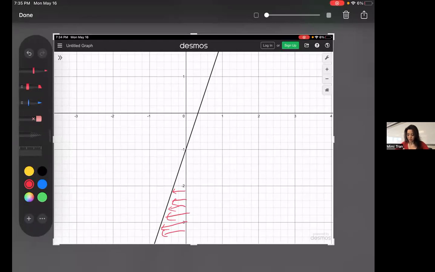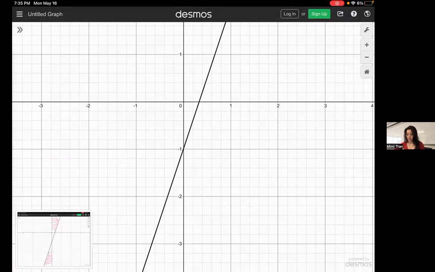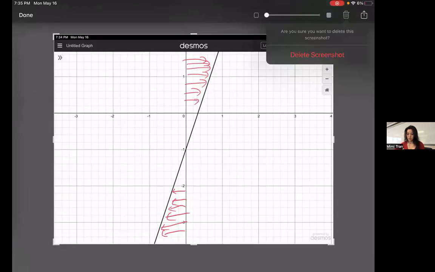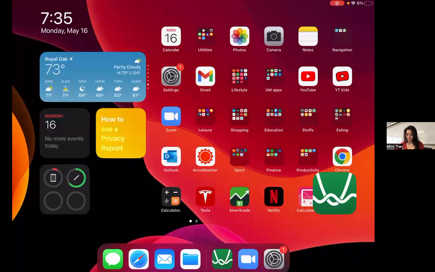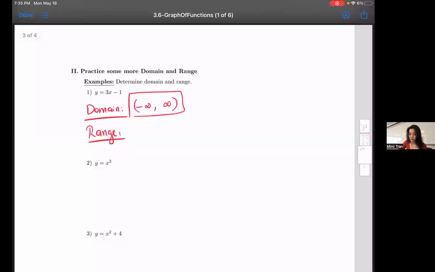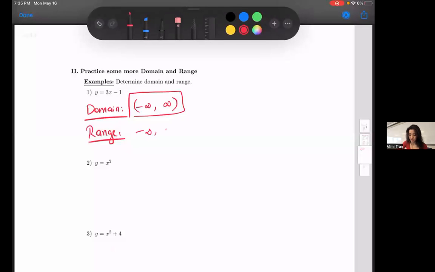I wish I could have a better color for that line. So that means the range, it looks like it goes from negative infinity to what? Same thing, right? If I go upward to infinity, I can always find a value that satisfies the function as well, right? So for the range, it's also from negative infinity to positive infinity. So same thing for the range, negative infinity to positive infinity.